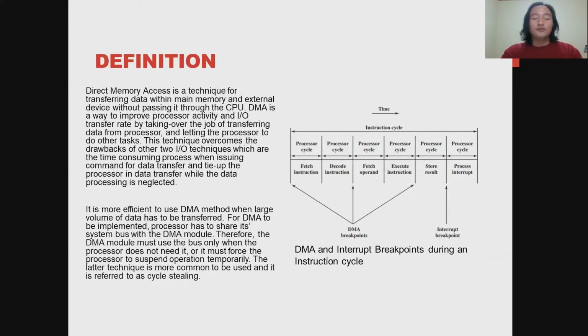with the DMA module. Therefore, the DMA module must use the bus when the processor does not need it, or it must force the processor to suspend operation temporarily. The latter technique is more commonly used and is referred to as cycle stealing. DMA interrupt breakpoints during an instruction cycle, we can see in this picture.